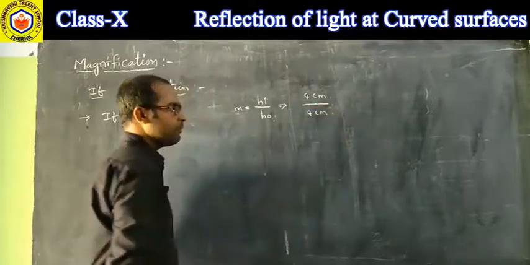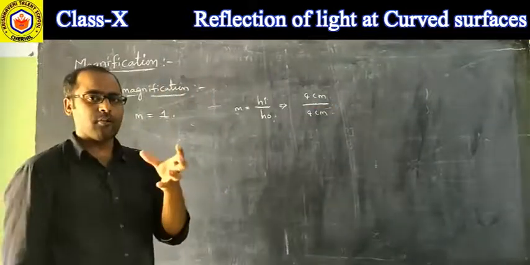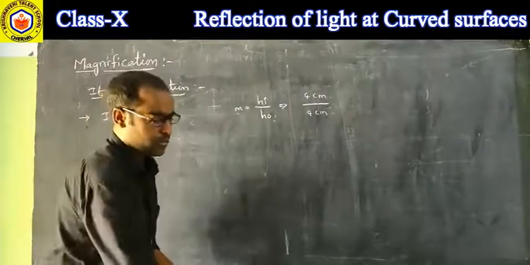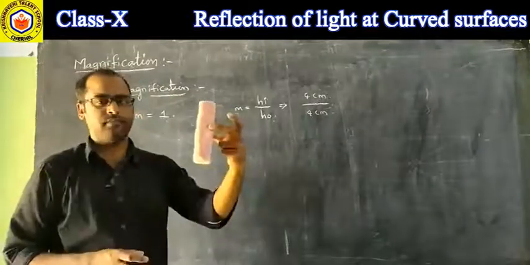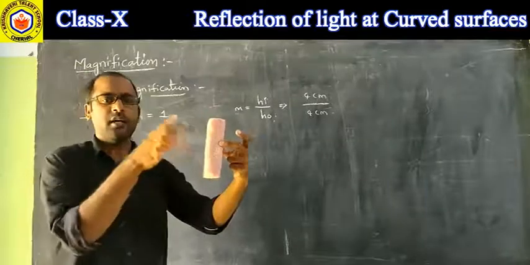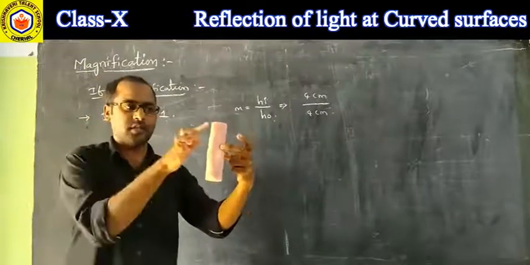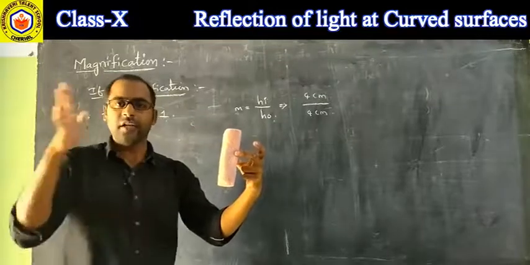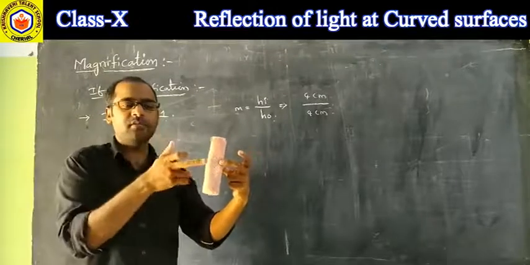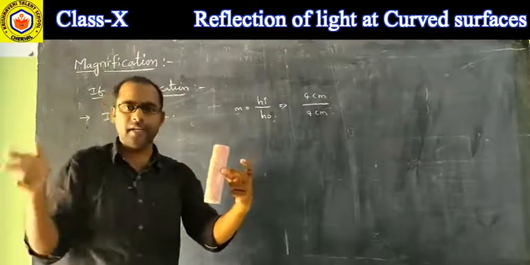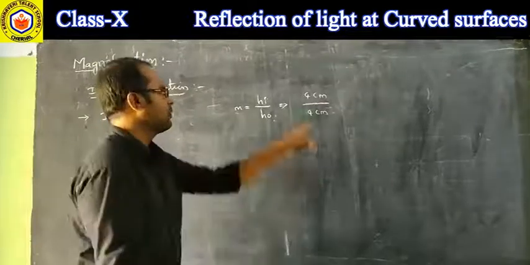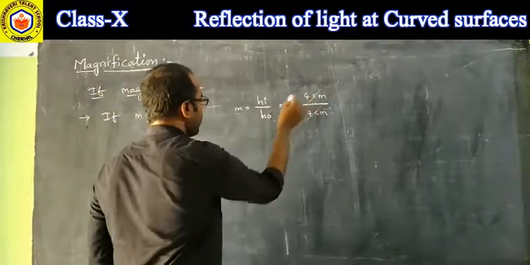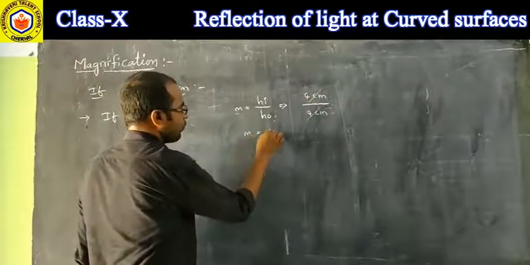Just we placed an object in front of a mirror, in front of a plane mirror, which has the height 4 centimeters. In the mirror also it will be of the same size, same height, right? So 4 centimeters by 4 centimeters, then what we will get? The total value, M equals 1.